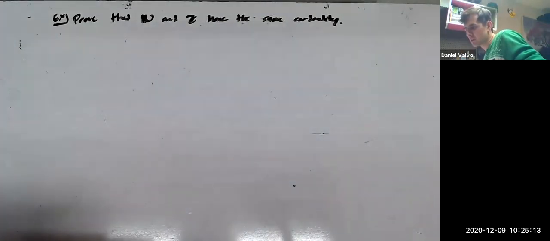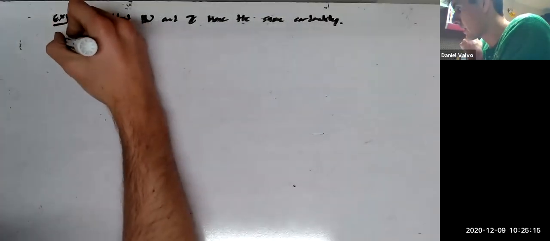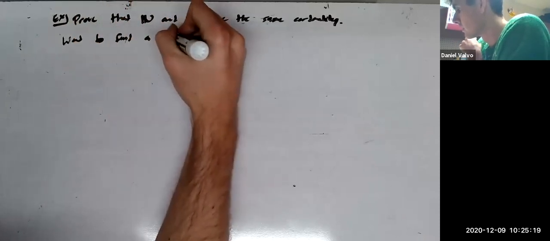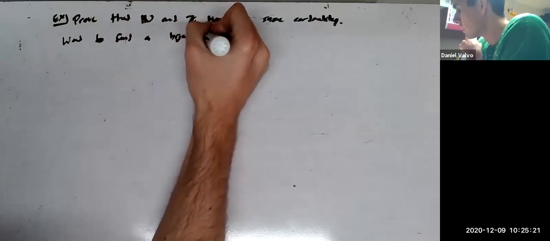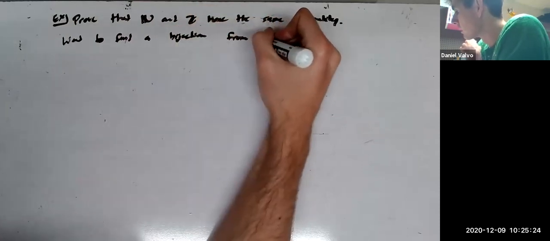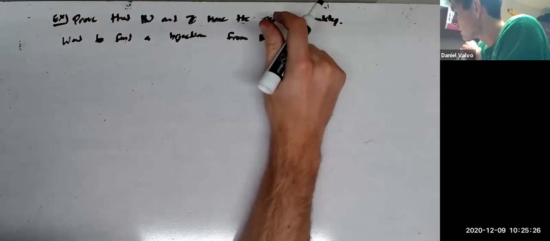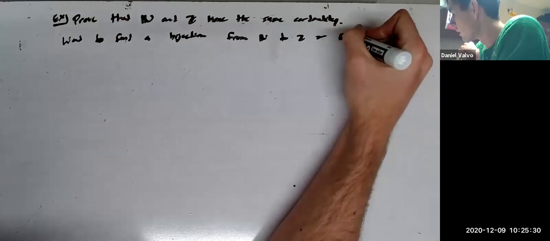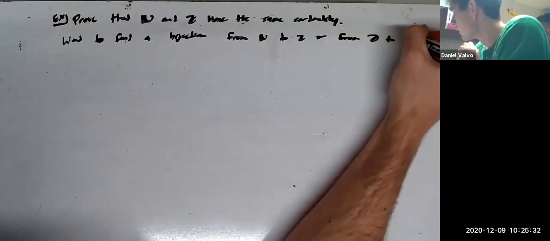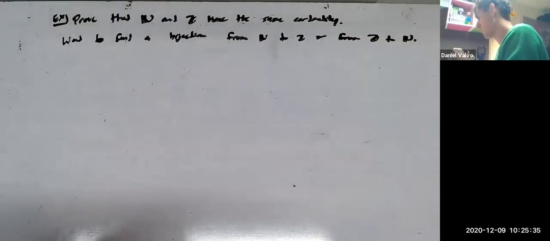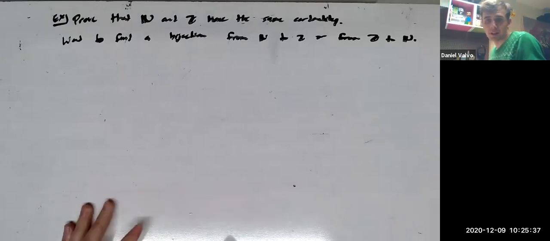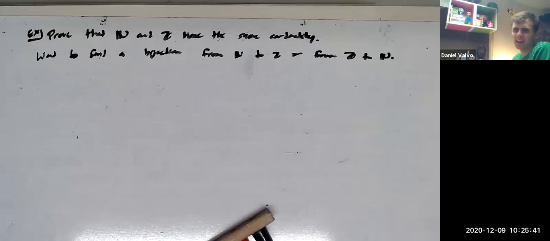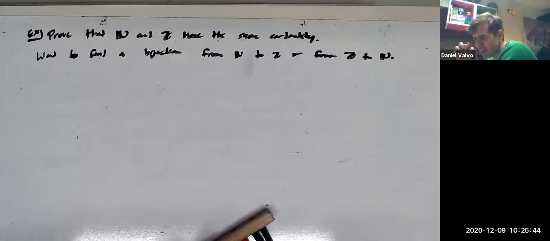So, let's think about what function we could use. So we want to find a bijection from N to Z or from Z to N. That's what we want to find. So a bijection is a bijective function, right? So let's think about what we could use here.